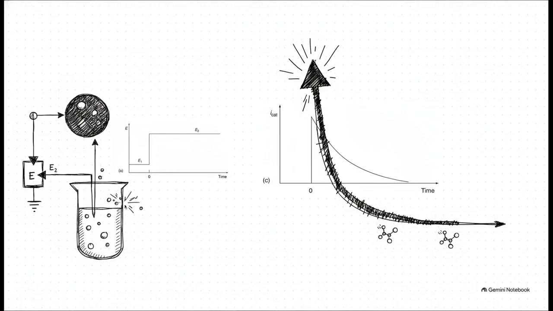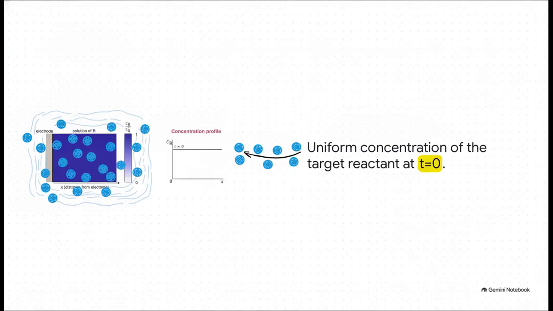And the moment we step that voltage, the electrical current spikes massively. But it doesn't stay there. It immediately begins this long, sweeping decay over time. Why? Because the reaction slows down as it becomes limited by how fast the target molecules can naturally diffuse, or essentially swim, through the liquid to reach the electrode. To really grasp why that current decays, we need to zoom all the way into the microscopic level right at the surface of the working electrode.